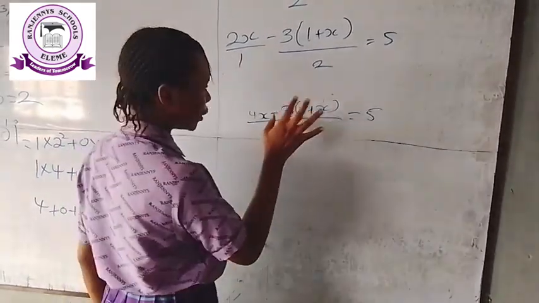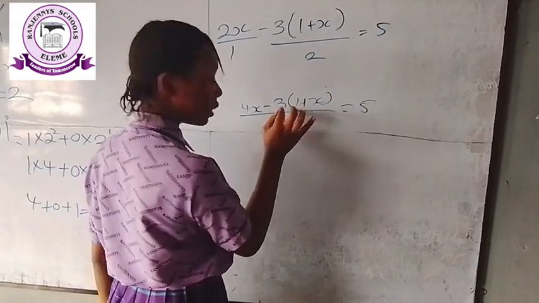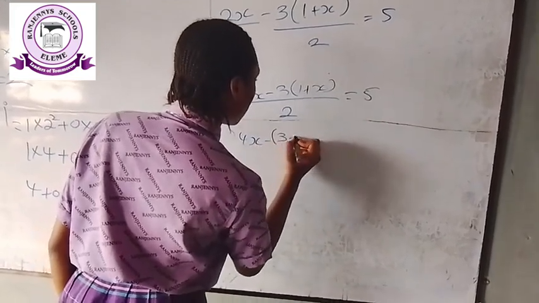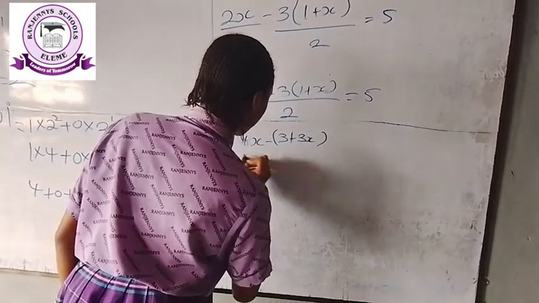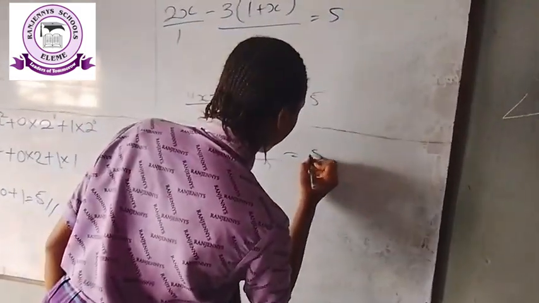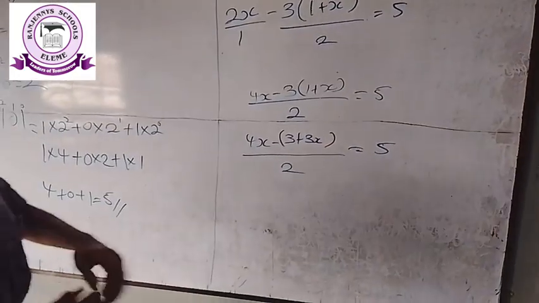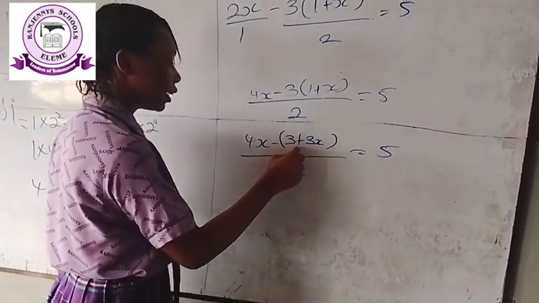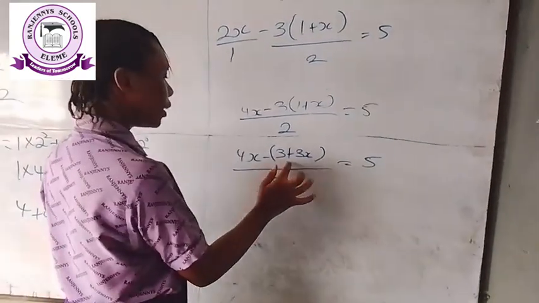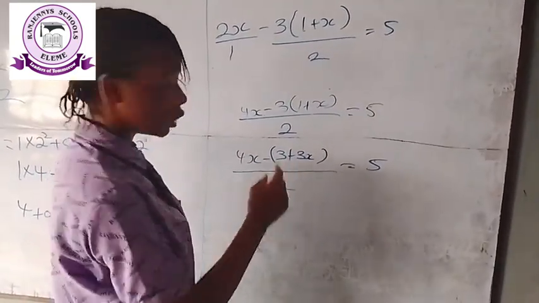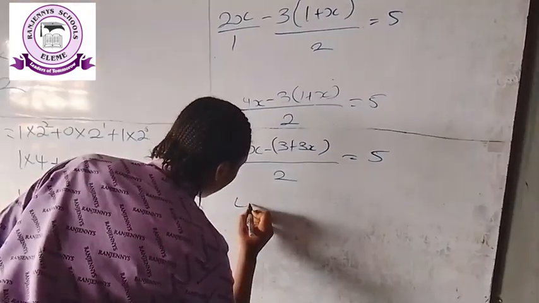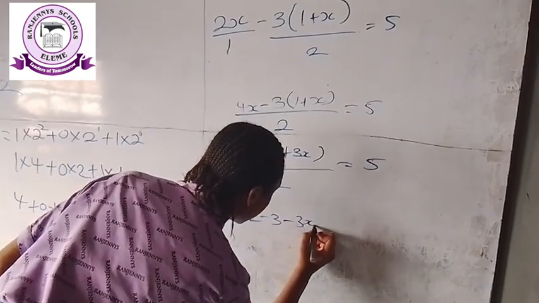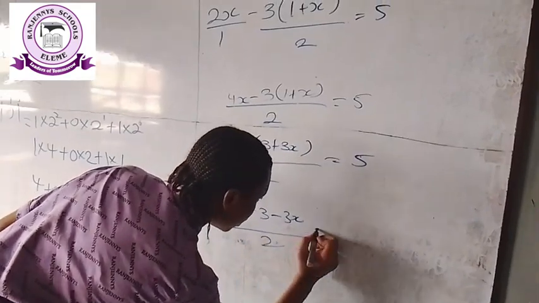But first, I will multiply all this inside the bracket by 3. We have 4x minus bracket open 3 plus 3x bracket close all over 2 equals to 5. Now, when a negative sign opens the bracket, it changes every sign inside to the opposite. And since the inside bracket sign is positive, we're going to change it to negative. We have 4x minus 3 minus 3x all over 2 equals to 5.